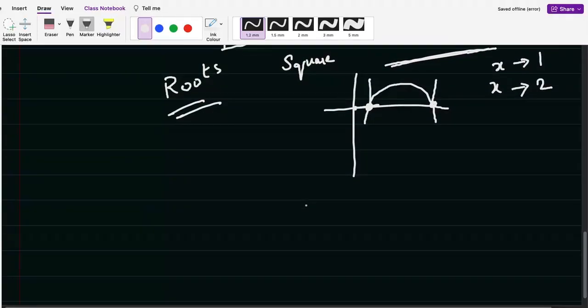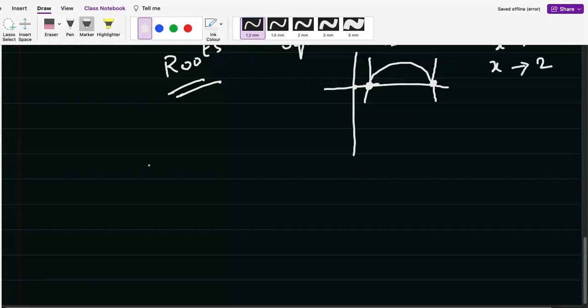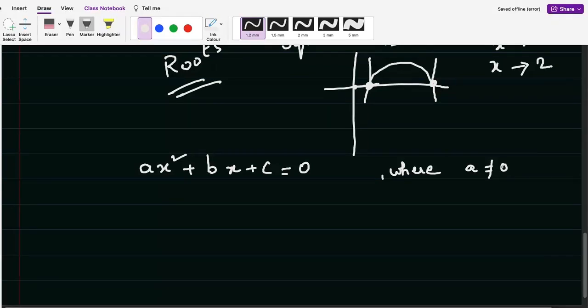Now, how do you write this equation? The general notation will be ax square plus bx plus c. This is the general representation of quadratic equations, where a should not be equal to 0. Why is this so? Why should a not be equal to 0? Because if a becomes 0, our x square will also become 0. Then our equation will be reduced to a linear equation. Then again it will be a straight line, not a quadratic equation. That's why a can't be equal to 0.